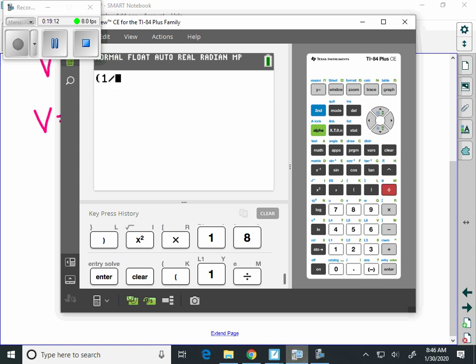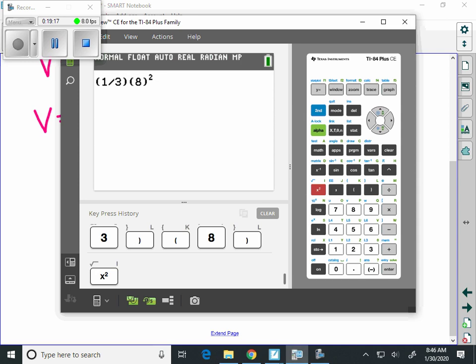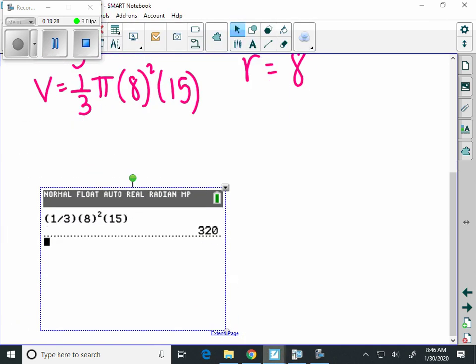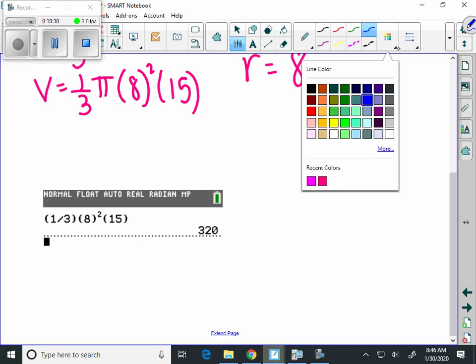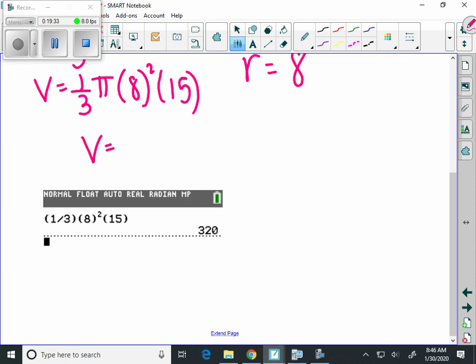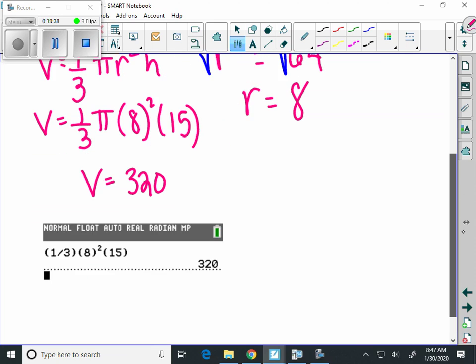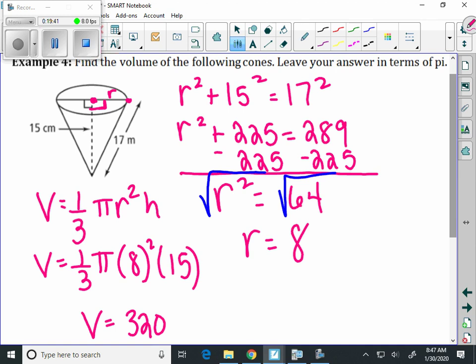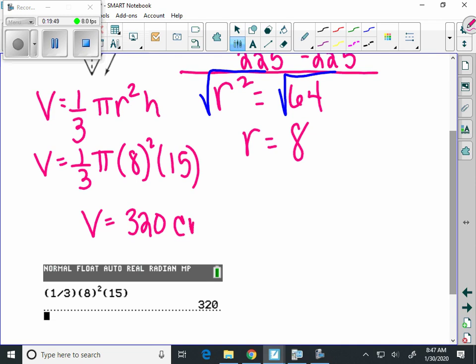1/3 times 8 squared times our height, which is 15, gives us our value, also known as the volume, our volume being 320. And I need to go back and look and see what the units are. Meters. Oh, by the way, I got a typo on here. We got centimeters here. Let's go centimeters. So they're the same. So let's go centimeters cubed.